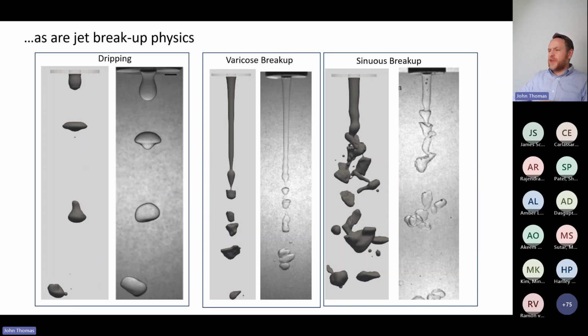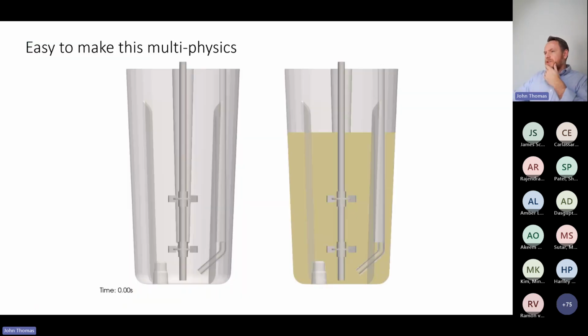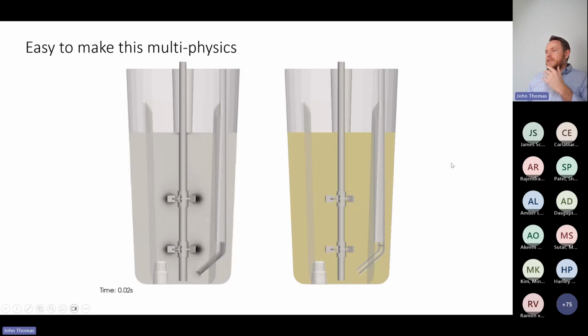And also, this works the other way. We talked about this at AIChE last fall. If you've got dripping or varicose breakup or sinuous breakup, it works that way too, if we have the dense phase going into the continuous phase, of course. And likewise, it conveys to multiphysics.